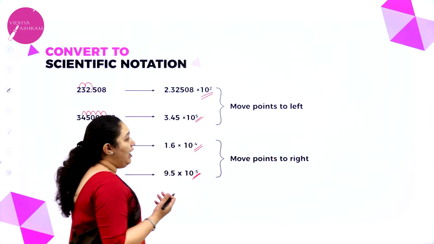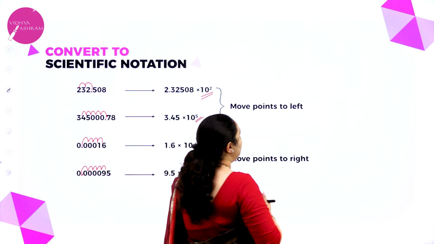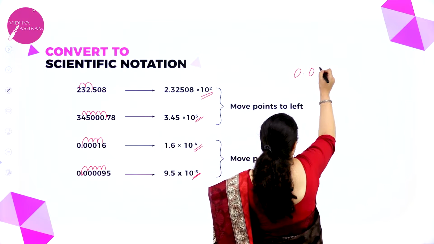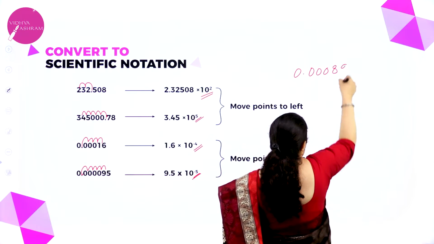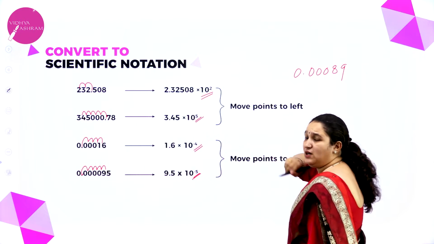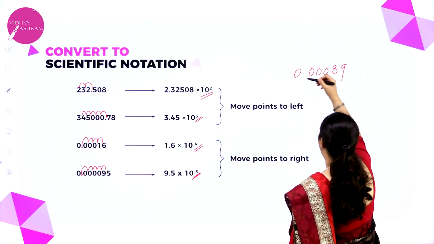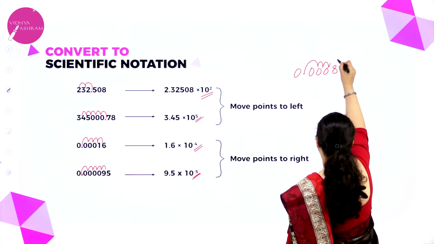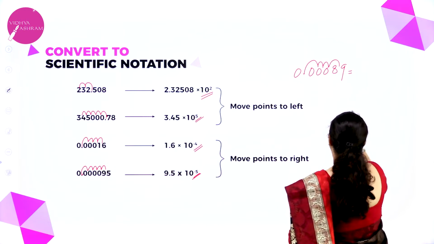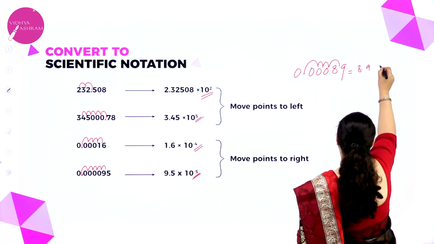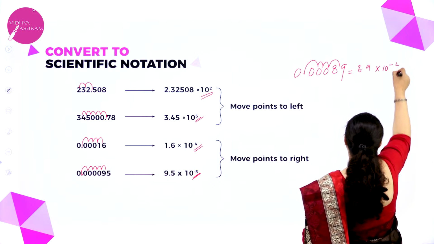Okay. So, I will take some more examples here. I will write 0.00089. Now here what do I do? It is a small number, so 1, 2, 3, 4. 4 places I have moved. So it will be 8.9 into 10 to the power minus 4.